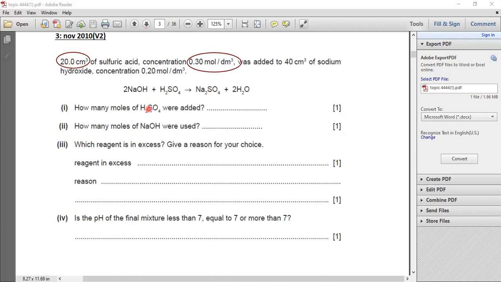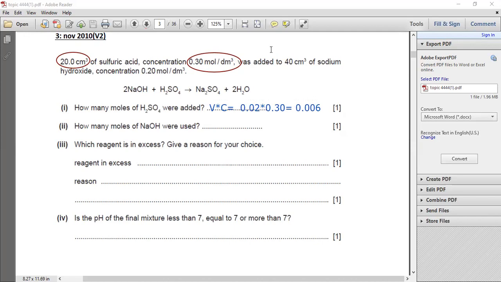So here I write number of moles equals volume multiplied by concentration. But what is the volume? Is it 20? No. 20 divided by 1000 equals 0.02. Multiply by the concentration. What is the concentration of sulfuric acid? 0.3. Make the multiplication. It equals 0.006. Thank you. Talal, open your mic, please.